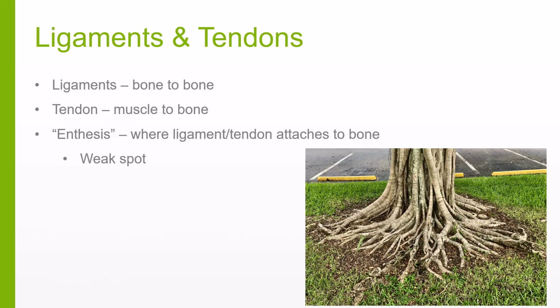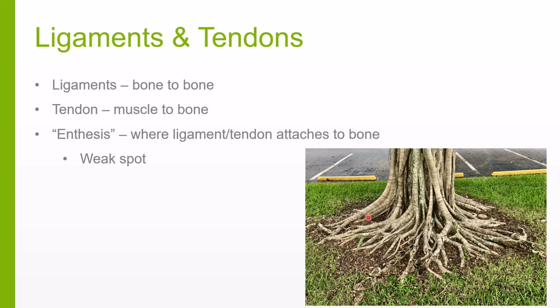Ligaments connect bones to bones. Tendons connect muscle to bones. But ligaments and tendons look the exact same under a microscope. The enthesis is the weak spot of the ligament or the tendon, and it's where the tendon attaches to the bone. And I like to think about a tree and where a tree goes into the ground and how these roots go into the ground.